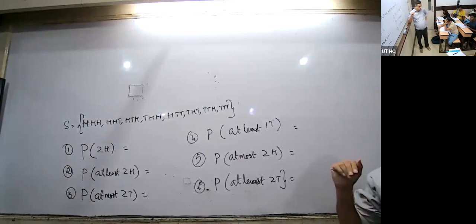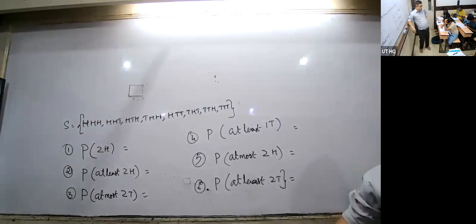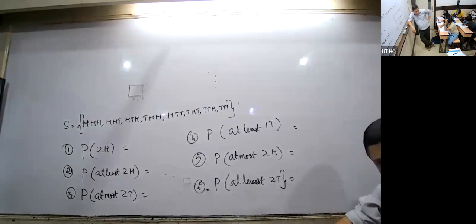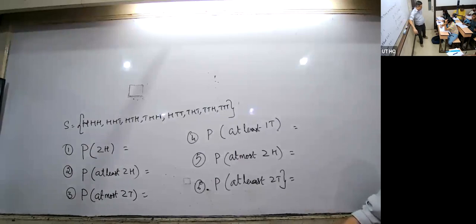Second question. 4 by 8. That is correct answer. That is equal to 1 by 2. Okay. Priyavar, third one. Sir, 7 by 8. That also is correct. Tell me, I'll explain.